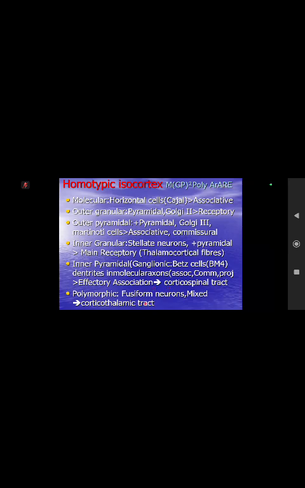Corticothalamic tract. Remember, there was the thalamocortical tract, giving information from the thalamus to the cerebral cortex. Now we have information from the cerebral cortex to the thalamus, a feedback sort of mechanism. So this is what we have as the structure of our homotypic isocortex. This is the new cortex, neocortex, as opposed to the allocortex.